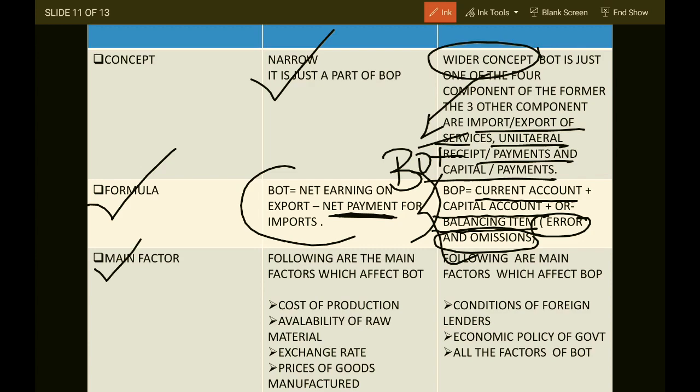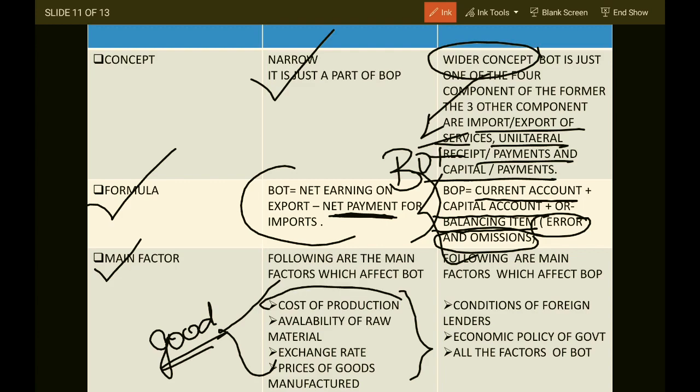What are the main factors? Following are the main factors which affect balance of trade: cost of production, availability of raw material, exchange rates, price of goods manufactured. It is just concerned with the goods. As we can say, what is the cost of production, what is the availability of raw material, what is the exchange rate between different countries, what is the price of the product or good.